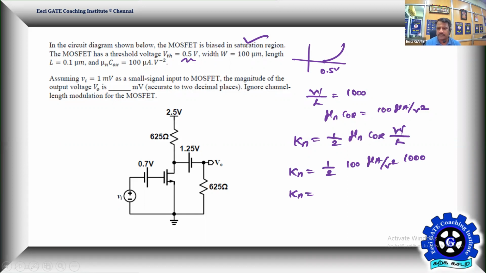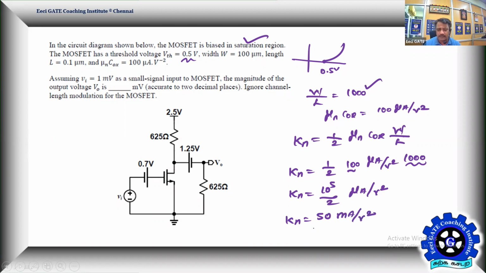So it is going to be 100 and this is going to be 1000. So it's going to become 10 power 5, 10 power 5 by 2, which is nothing but 10 power 5 by 2 microamps per volt square. That's what we're going to get. So Kn is 10 by 2, which is 5, into 10 power 4. Let me take 5 into 10 power 4 as 50 into 10 power 3, so 50 milliamps per volt square.